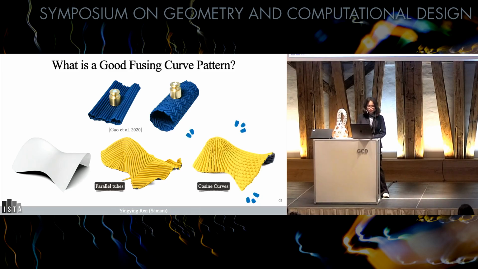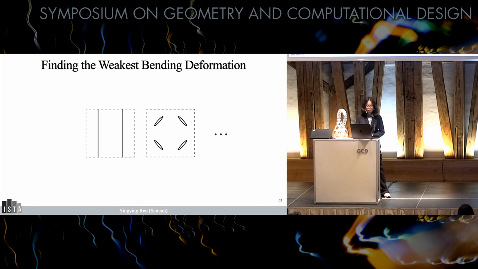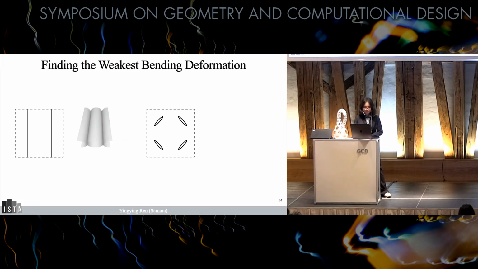Our goal is to create inflatable structures that can approximate a wide range of shapes, but also maintain structure stability. The central question for our design framework is, given the fusing curve pattern, how do we find its weakest bending deformation and the corresponding stiffness? Compared with standard material testing, where we apply some simple stretching or bending and then see the response of the material, here we want to understand, under the inflation forces, how does the material respond?